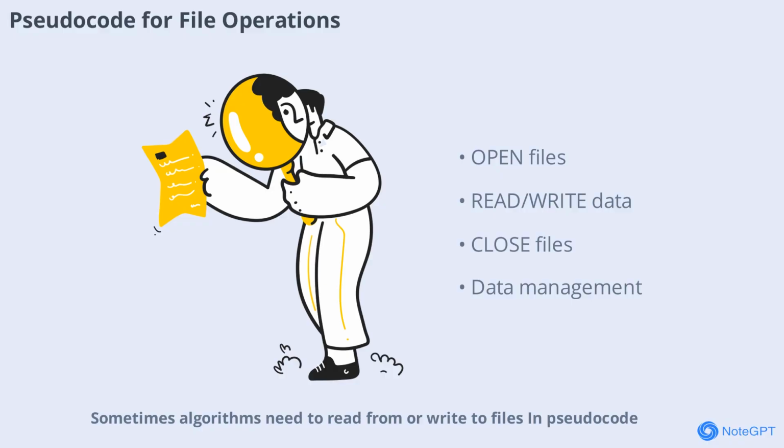Sometimes, algorithms need to read from or write to files. In pseudocode, you can use open, read, write, and close to describe these operations. This helps you plan how your algorithm will handle data storage and retrieval, making the transition to code smoother.